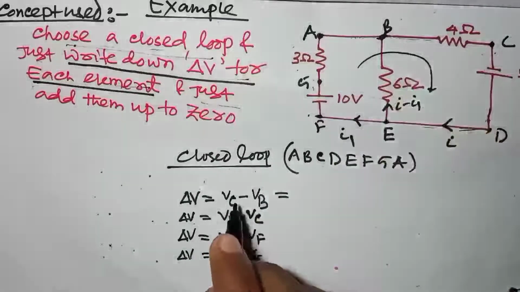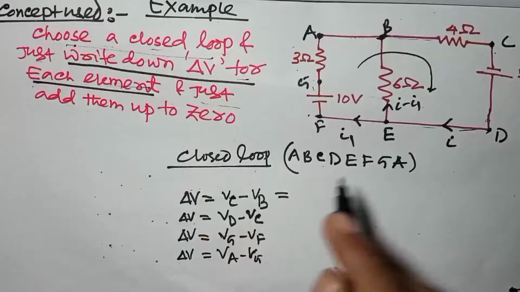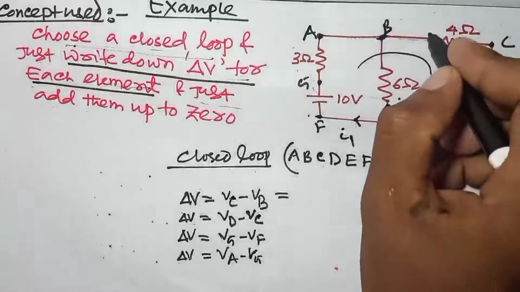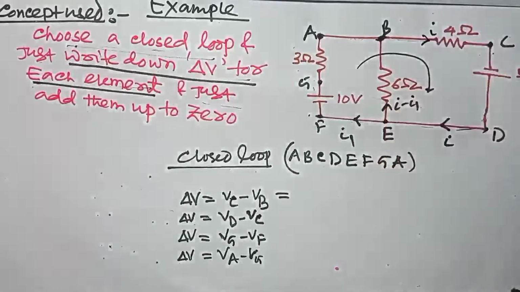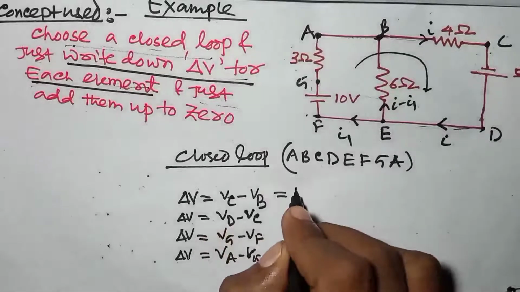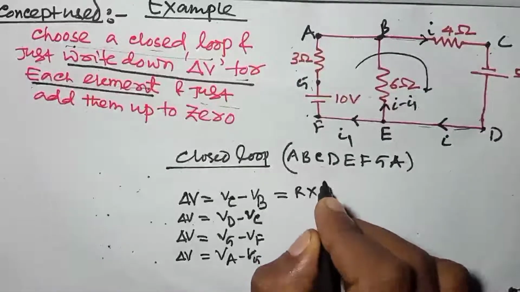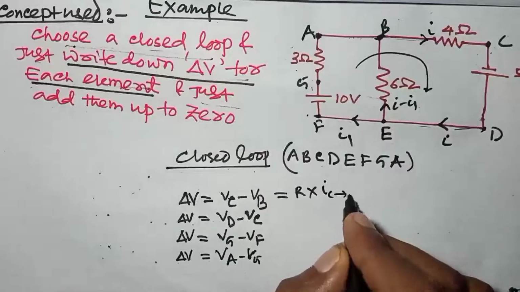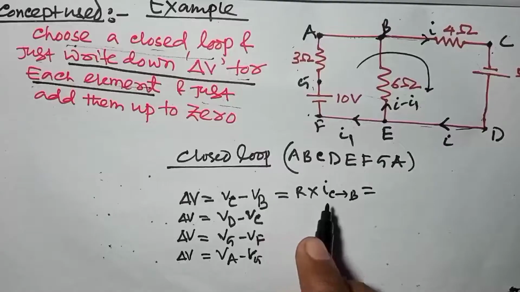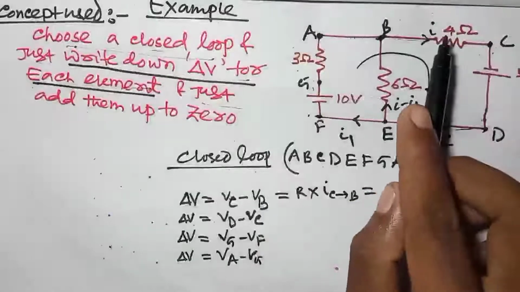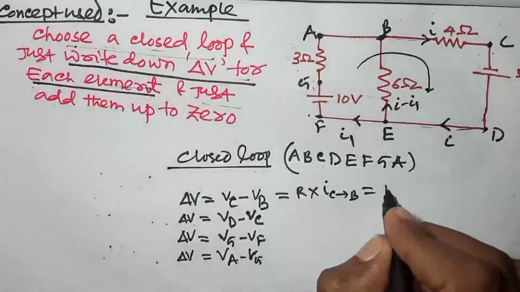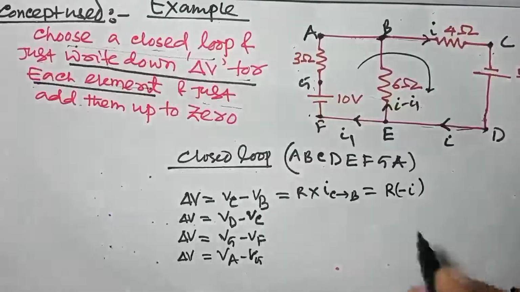So this is Vc minus Vb, which is for the resistor. In this resistor the current is flowing in this direction. So Vc minus Vb will be how much? From the resistance equation, it is the resistance times the current flowing from C to B, and the current flowing from C to B is nothing but minus I, so it will be R into minus I.